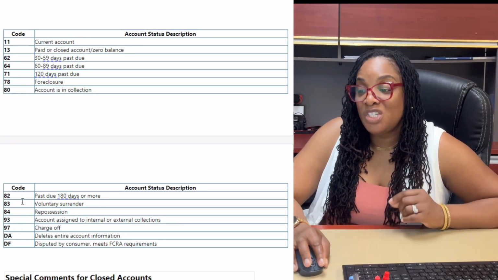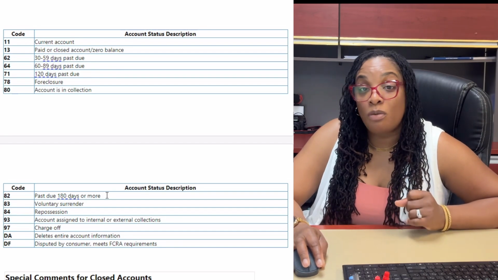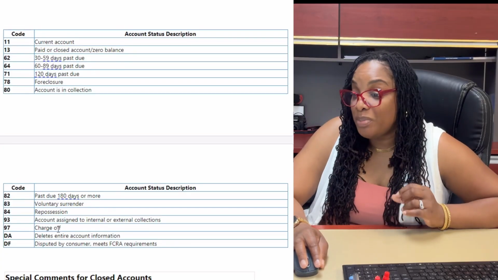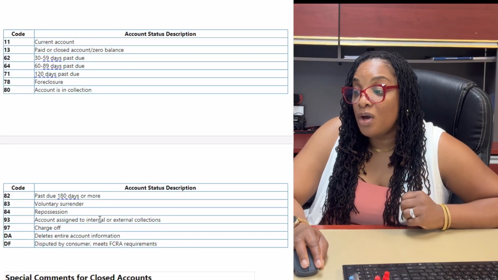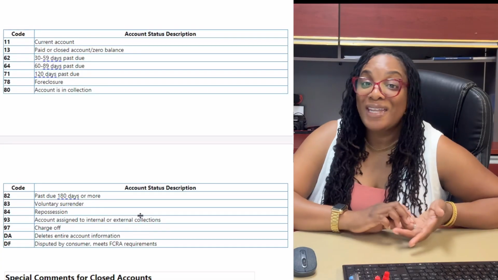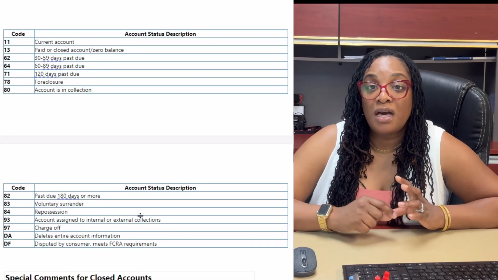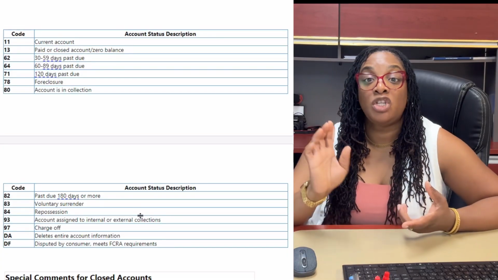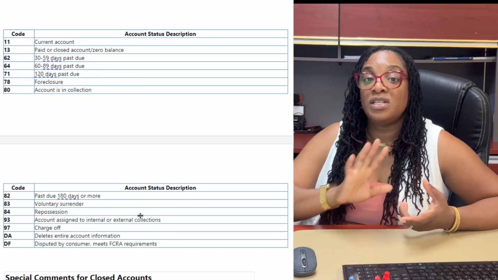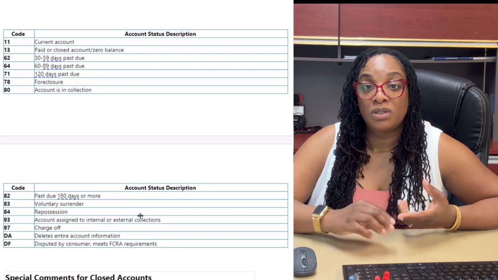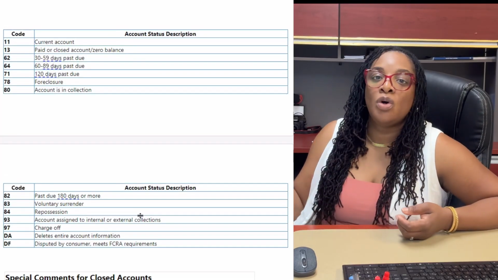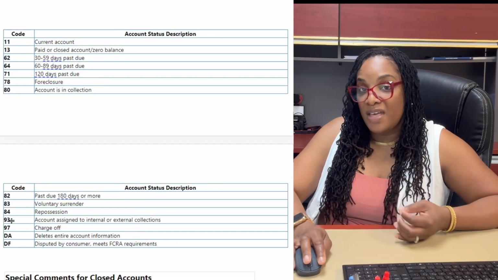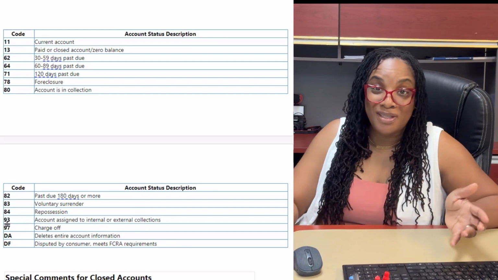So code 82 means past due 180 days or more. Code 83 is voluntary surrender. 84 for repossession, 93 account assigned to internal or external collections. That means that the creditor either has their own collections department and doesn't assign the accounts outside, so their internal department is going to do the collecting, or maybe they sold or hired a collection agency externally. So 97 is charge off. Everybody knows that one, right?